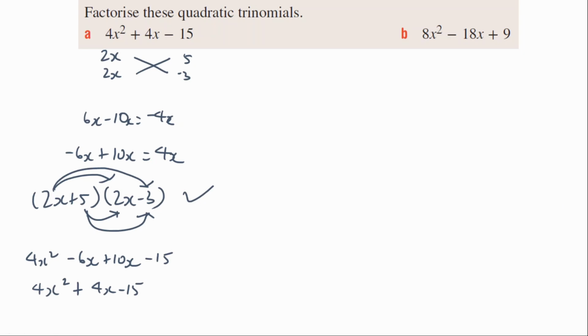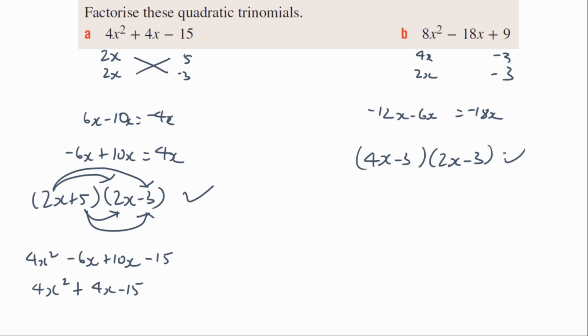Alright, next one, let's try 4x, 2x, and 3 and 3 here. Also remember, this one is negative and that's positive, so that means this side will be both negatives there. Let's have a go at this. 4x times negative 3 gives me negative 12x, and 2x times negative 3 gives me negative 6x, so it'll be negative 12x minus 6x, and that does give me negative 18x there, so this will be our answer. Answer here will be 4x minus 3, 2x minus 3. Give yourself a tick if you got that correct.